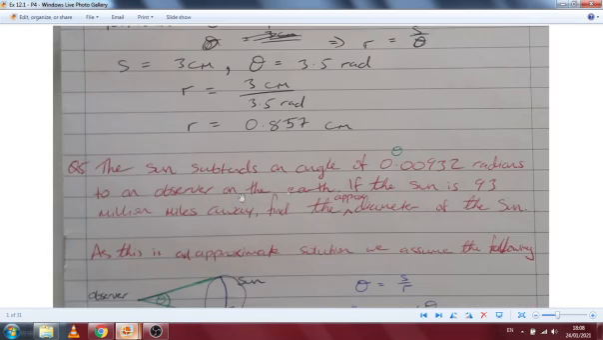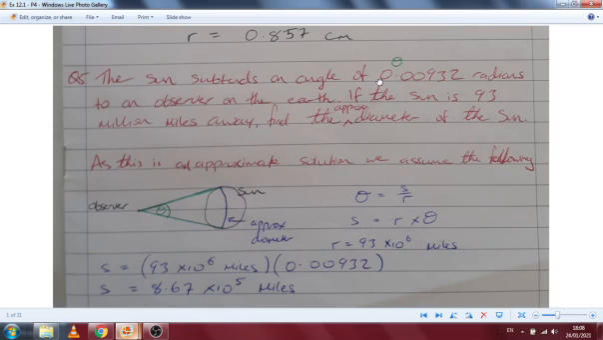Question 5 again we have here. The sun subtends an angle of 0.00932 radians to an observer on the Earth. If the sun is 93 million miles away, find the approximate diameter of the sun. So this is a more complicated question, so we'll need to use a diagram.